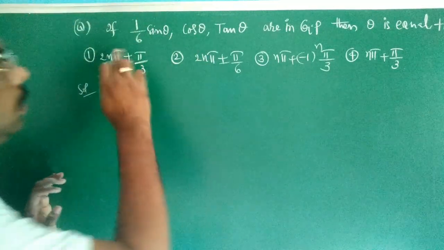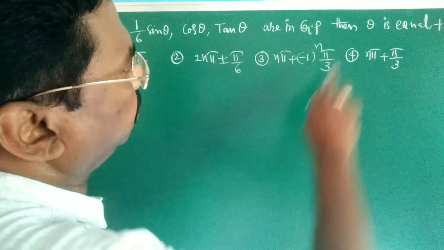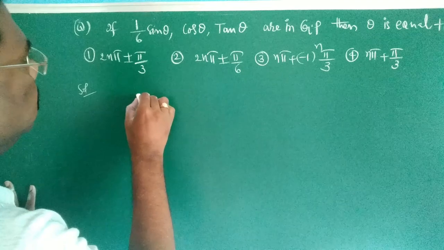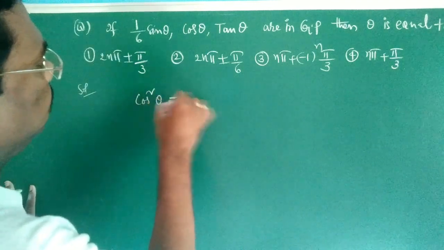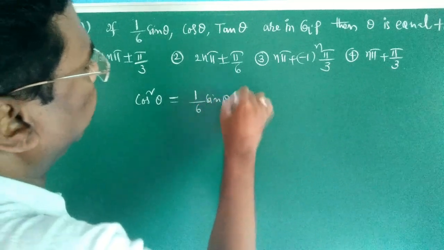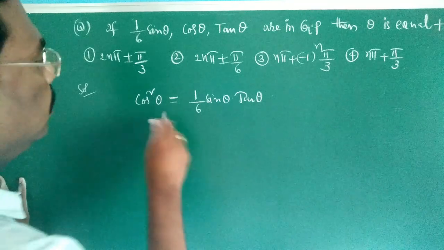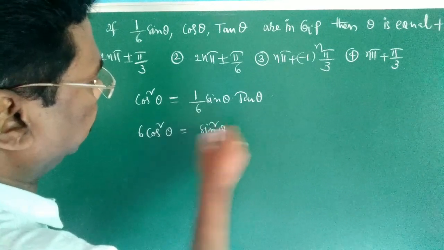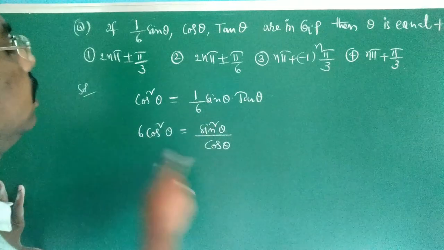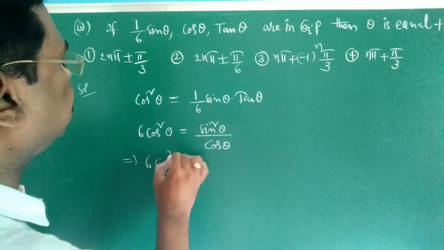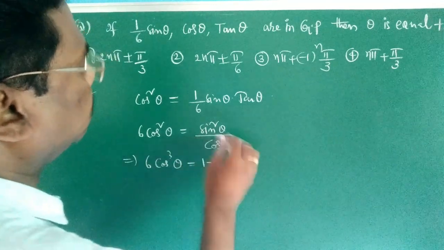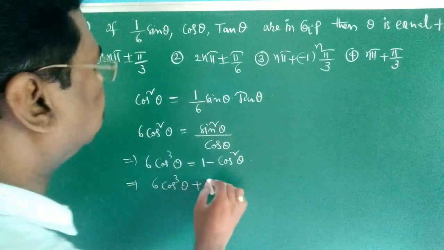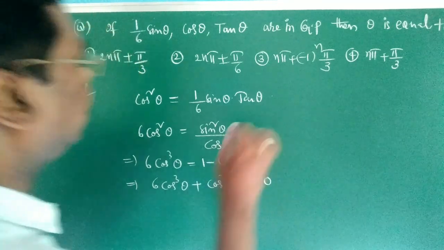Next one, if 1/6 sin θ, cos θ, tan θ are in GP, then θ equals. Now here, A, B, C are in GP means B² = AC. Now cos² θ = 1/6 sin θ tan θ. By cross multiplication, 6 cos² θ = sin² θ / cos θ, since tan θ is sin θ by cos θ. By cross multiplication, 6 cos³ θ = sin² θ = 1 − cos² θ.